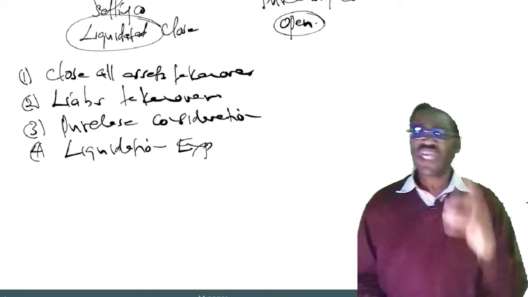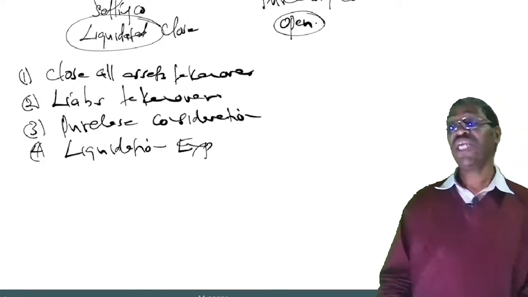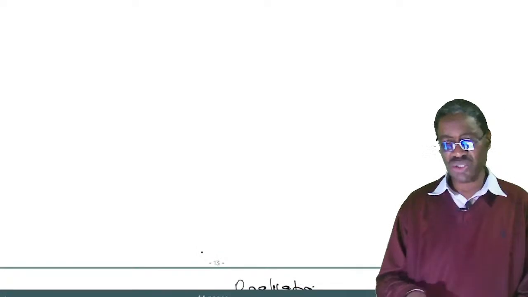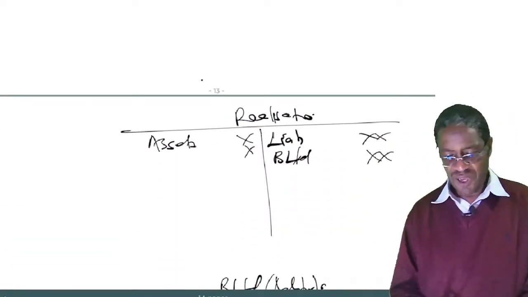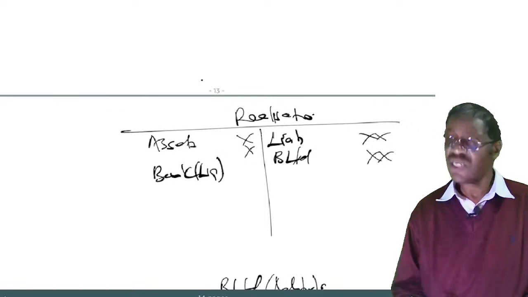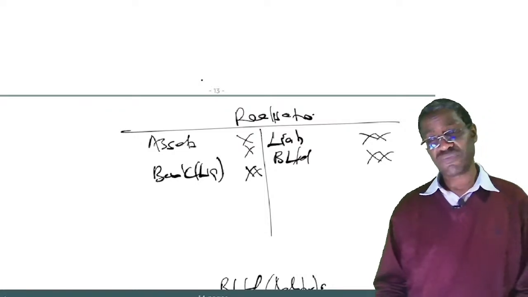So if you had to spend some money to liquidate yourself, you as company A, we said you debit realization and you credit bank. With any liquidation expenses, if you are paying them, you debit realization and you credit bank.